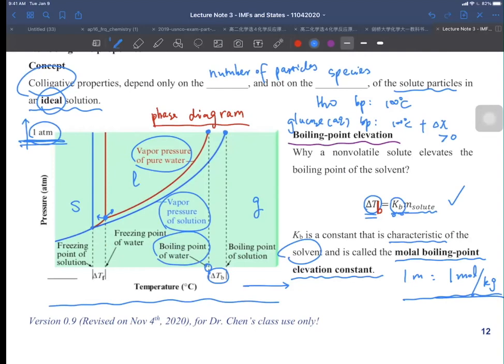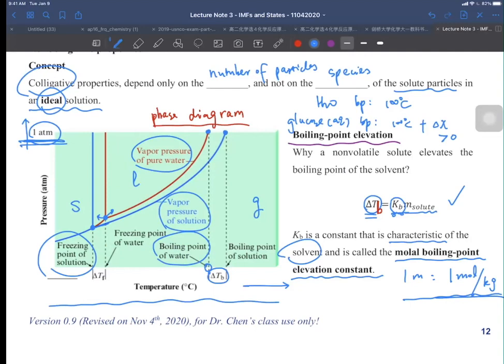So since the solution's line is like this, is lower, the new equilibrium point changes to here, so as you can see, the freezing point actually is lower. So that is something we are going to discuss next page, but I think it's quite similar. So if we use another sentence to try to interpret the elevation of the boiling point, the decrease of the freezing point is like this.